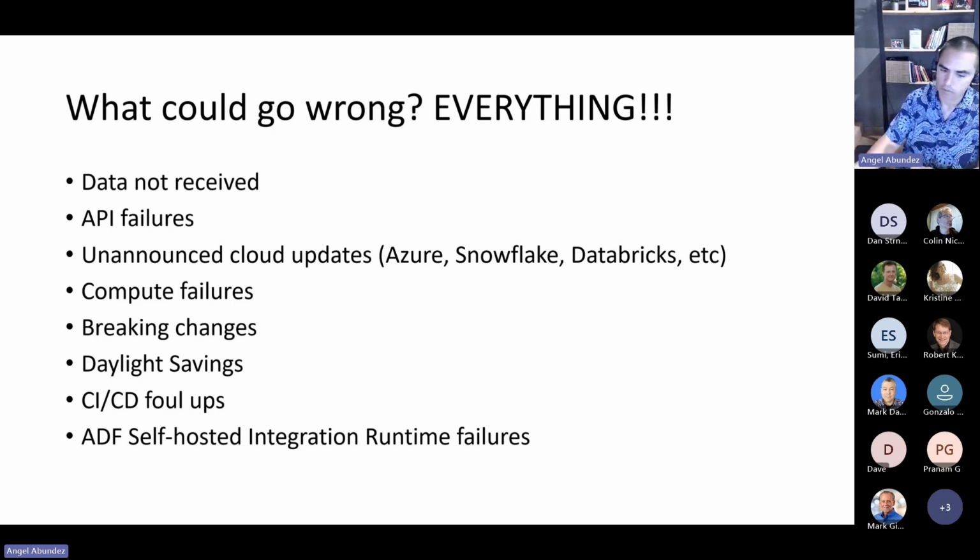Breaking changes: you could screw up the code, deploy something, and your deployment pipelines that you didn't anticipate break. Daylight savings, that's an interesting story. We had daylight savings actually mess up one of our data pipelines, a very important one. So again, anything that can fail will fail.